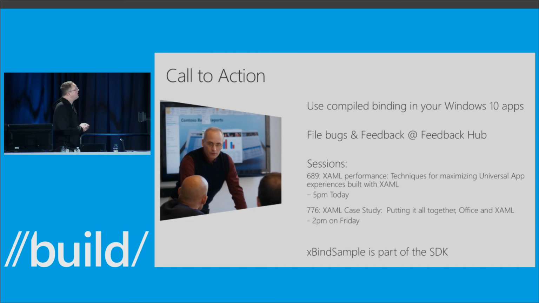So, wrapping up, we've introduced a new form of binding in Windows 10, compiled binding. It generally replaces most of the functionality of classic binding and is faster and uses less memory. If you find bugs, or you've got feedback, send it to the Feedback Hub or talk to us here.